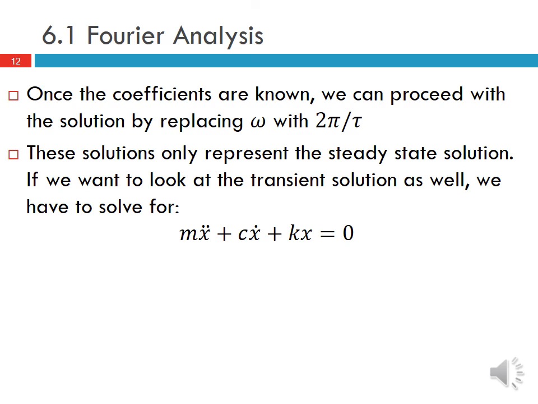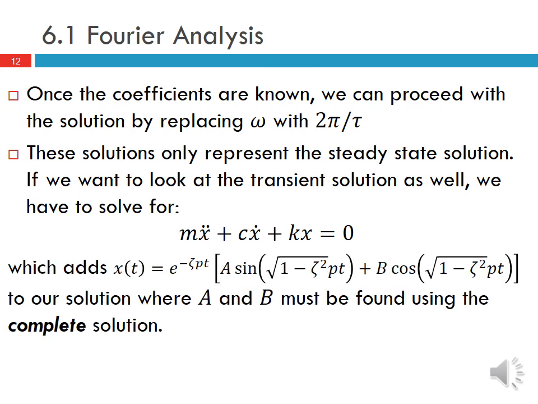These solutions only represent the steady state solution, which is typically what is of interest. But if we do want to look at the transient solution as well, then we have to solve the homogeneous equation m x double dot plus c x dot plus k x equals 0, which adds this term to the solution, x of t, equal to e to the minus zeta p t times this, where p again is the natural frequency. And these a and b must be found using the complete solution. So we have to find the particular part first, and then we can find the a and b based on the initial conditions. This is really only necessary if we want to look at the transient solution.